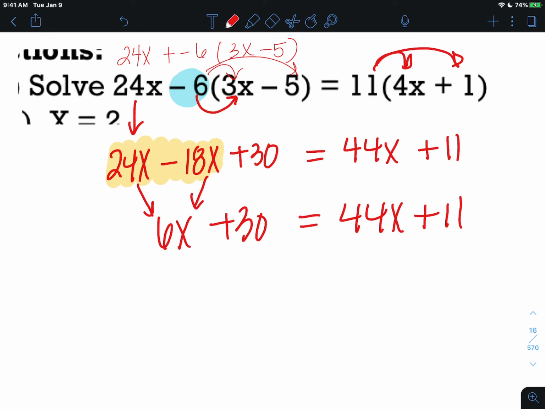Okay, so now I've got everything combined. Left side looks good, right side looks good. Let's go ahead and move one of these x's so I can get them all together. I'm going to move this 6.